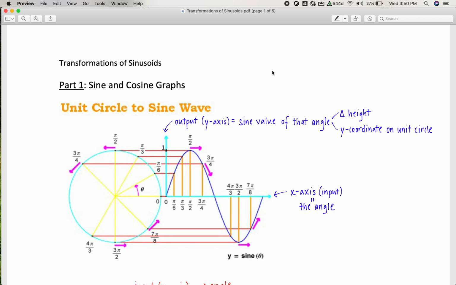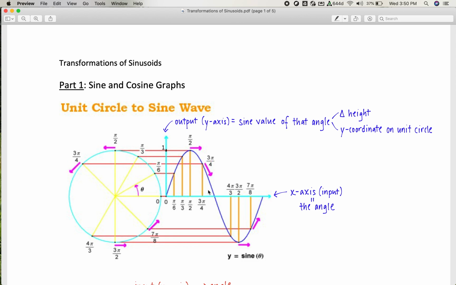So before we talk about transformations, let's get a little more comfortable with the graphs themselves first for sine and cosine. These are graphs called sinusoids, which are essentially oscillating waves that just continue to repeat themselves forever and ever as we go around and around the unit circle infinitely. So let's take a closer look at the sine graph first.